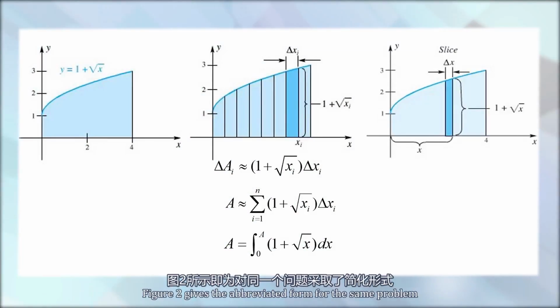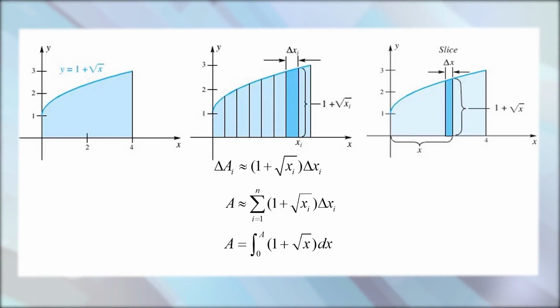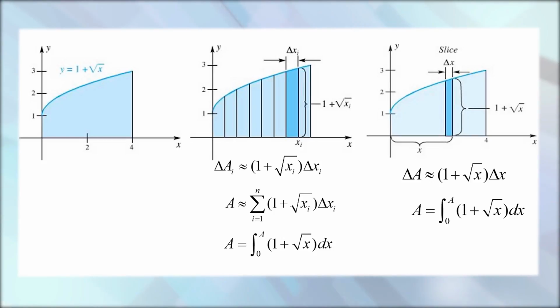So the next figure gives an abbreviated form for the same region. Look at this picture. First, we slice it. Then, we approximate. The approximation is 1 plus square root of x times delta x. Then, the third step, take the integral. So the 3 steps are much easier than the 5 steps.